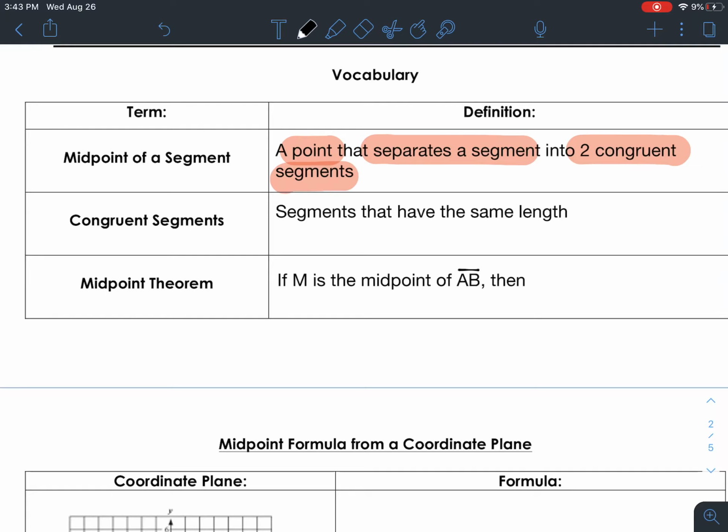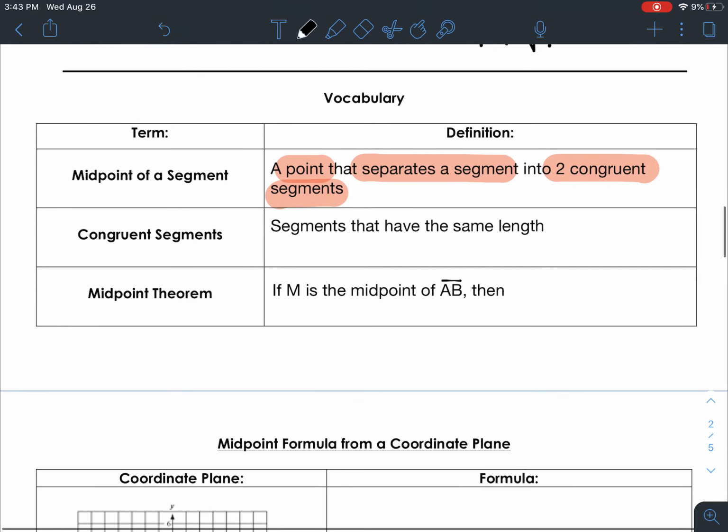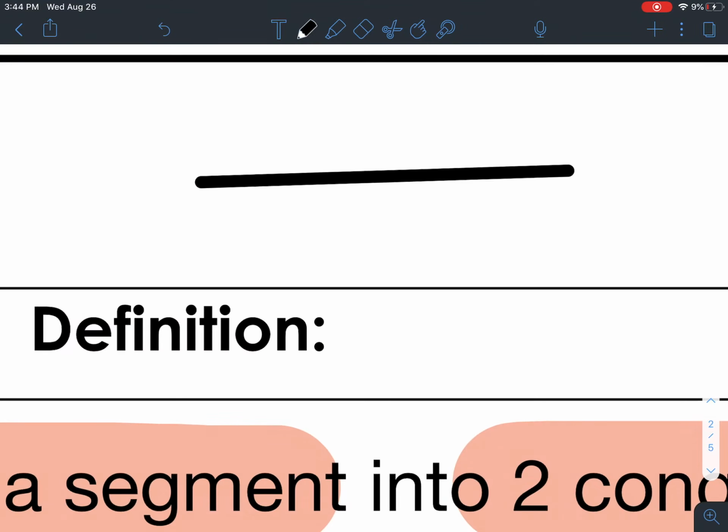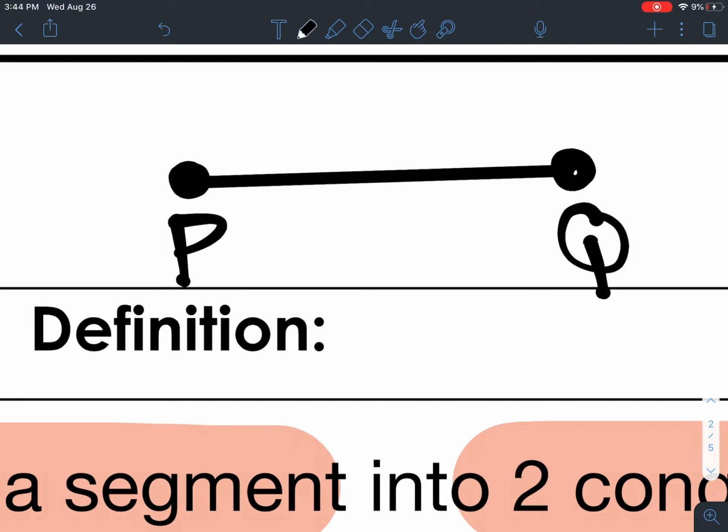So just a quick demo. We've talked about congruent segments in section 1.2, okay? And just before I draw a picture, remember congruent segments are segments that have the same length, okay? So if we just quickly draw a segment, all right, and let's call this just P and Q. And then let's draw this midpoint in M.